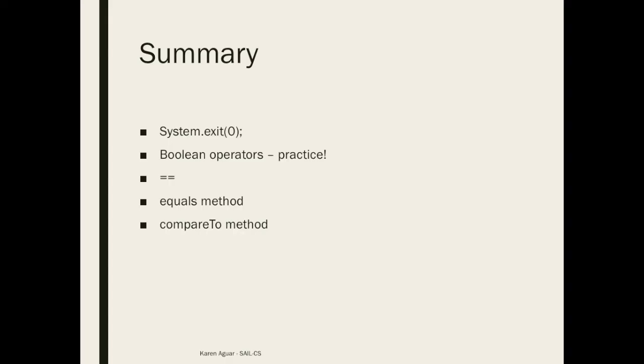So now you've learned how to terminate a program using system.exit(0). You've also seen the Boolean operators again and gotten some good practice in with those. We've had a look at the comparison operators and why you can't use that to compare floating points or strings. We saw the equals method and how you could use that to compare two strings or other objects later on. And then we looked at the compareTo method to decide which string precedes another. That's it for this video.